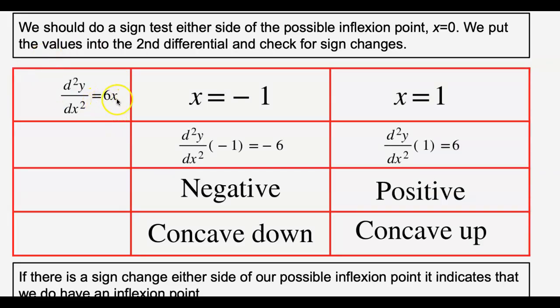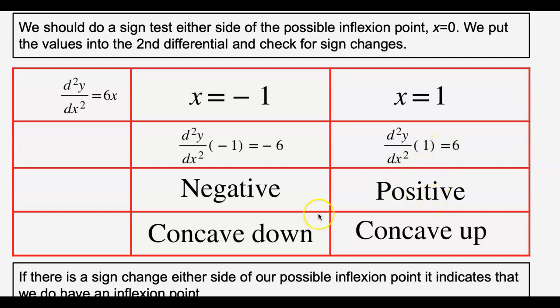We put the value of 0 in here. We want to look either side of 0. I don't want to go too far away, so I've chosen either side of 0 to be -1 and 1. We check what the sign is when x is -1. So -6. I'm just interested in whether it's negative or positive. If it's negative and then it goes to positive, or the other way around, then we have an inflection point. If it was negative, negative, or positive, positive here, we do not have an inflection point.